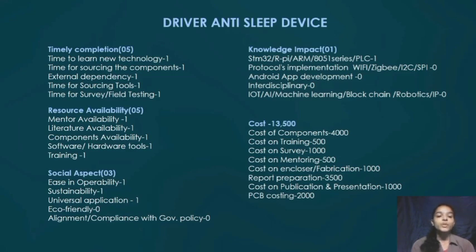5 sub-parameters. First one is ease in operability. If the project is easy, we have to give it 1, otherwise we have to give it score 0. Second one is sustainability. If the project does not need much maintenance, we have to give it score 1, otherwise we have to give it score 0. Universal application. If the project is universally applicable to any other area, we have to give it score 1, otherwise we have to give it score 0.